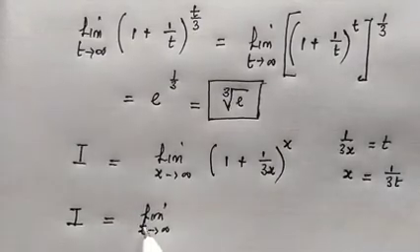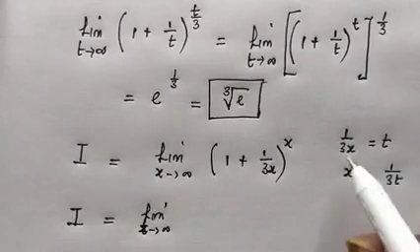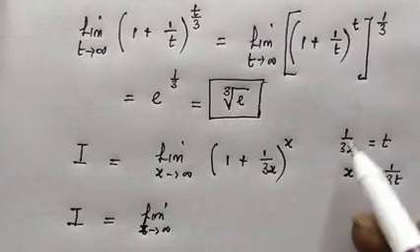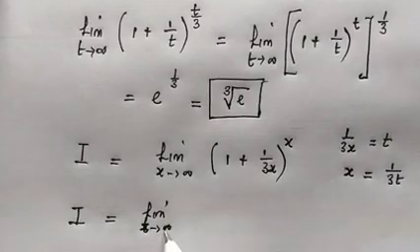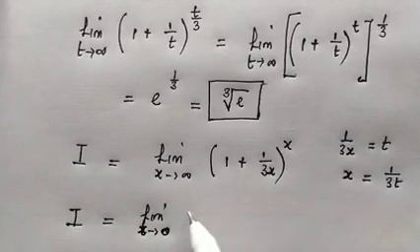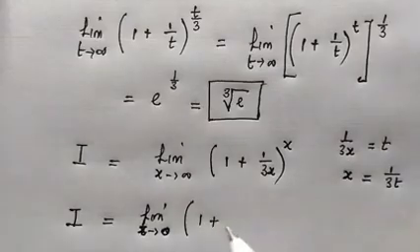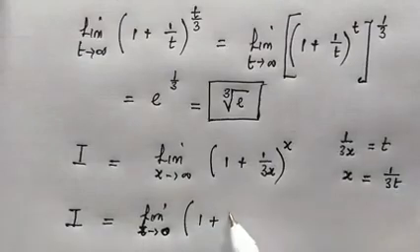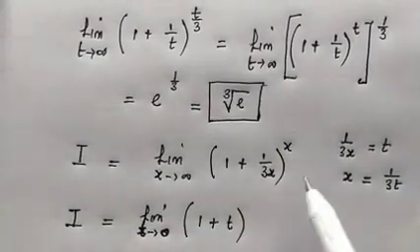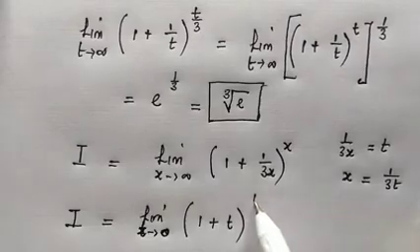Okay? So our I is going to be equal to limit as t is approaching, sorry for that. So if x is approaching infinity, t will be approaching 1 over 3 times infinity, which is 1 over infinity, which is 0. Therefore, t is approaching 0. And here, we're going to have the following. 1 plus, now 1 over 3x here is equal to t, right? So we have t here, raised to the power of x. X here is 1 over 3t.